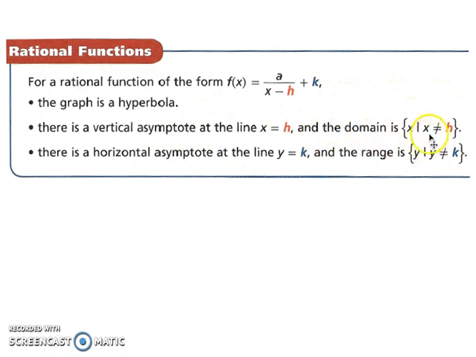And the domain in that case will be all x values such that x can't equal h. There is a horizontal asymptote at the line y equals k. So that would mean that the range is going to be y such that y can't equal k. So there's no graph that can go through k, and no graph that can go through h.